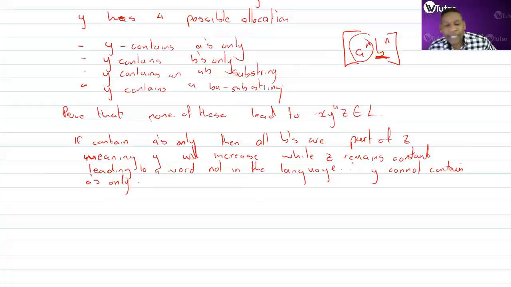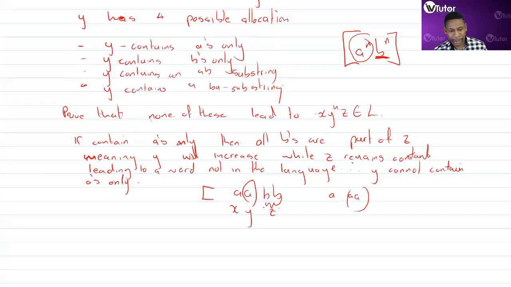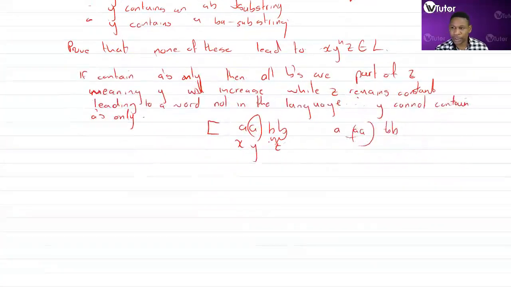So basically we are saying if Y contains A's only, then the B's will belong to Z. Say for example you've got AA, BB. It's a word in the language, right? So if this is X and this is Y and then this is all that is Z. If we pump Y, we are going to have AA, then we're going to have BB. So after pumping, you're going to have more A's than B's, which is not a word in the language. Then let's do the next part.